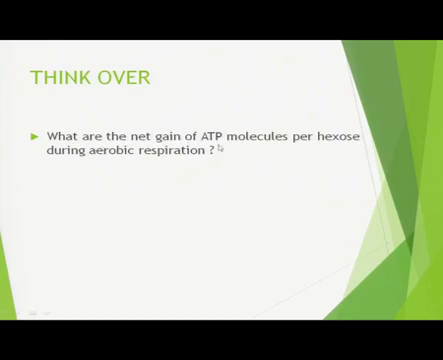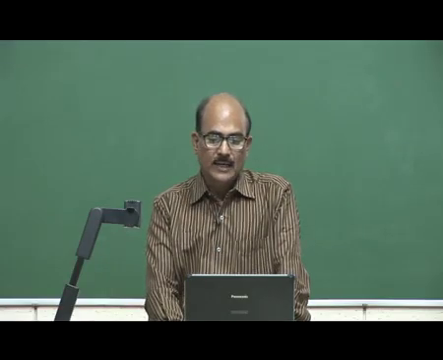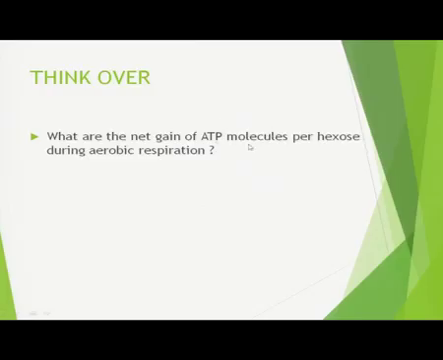The total net gain of ATP at glycolysis, Krebs cycle, and electron transport chain or oxidative phosphorylation, we can say combinedly, that is the terminal oxidation, the total ATP is for. You can find and summarize here. We will discuss it in later classes.